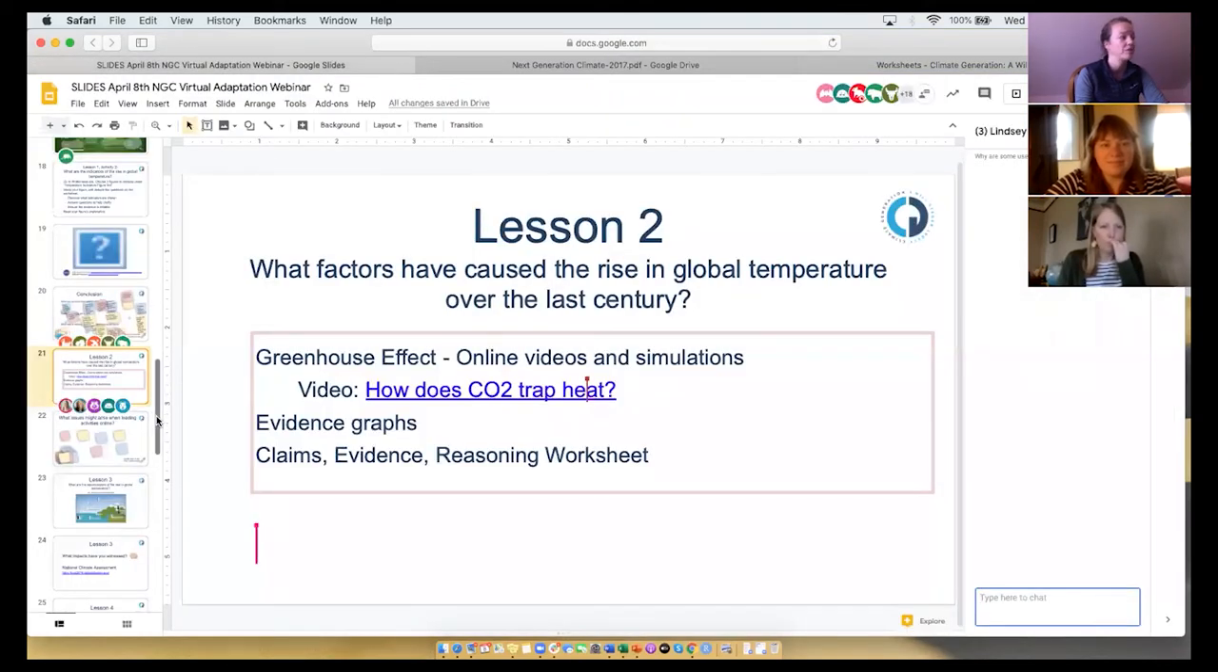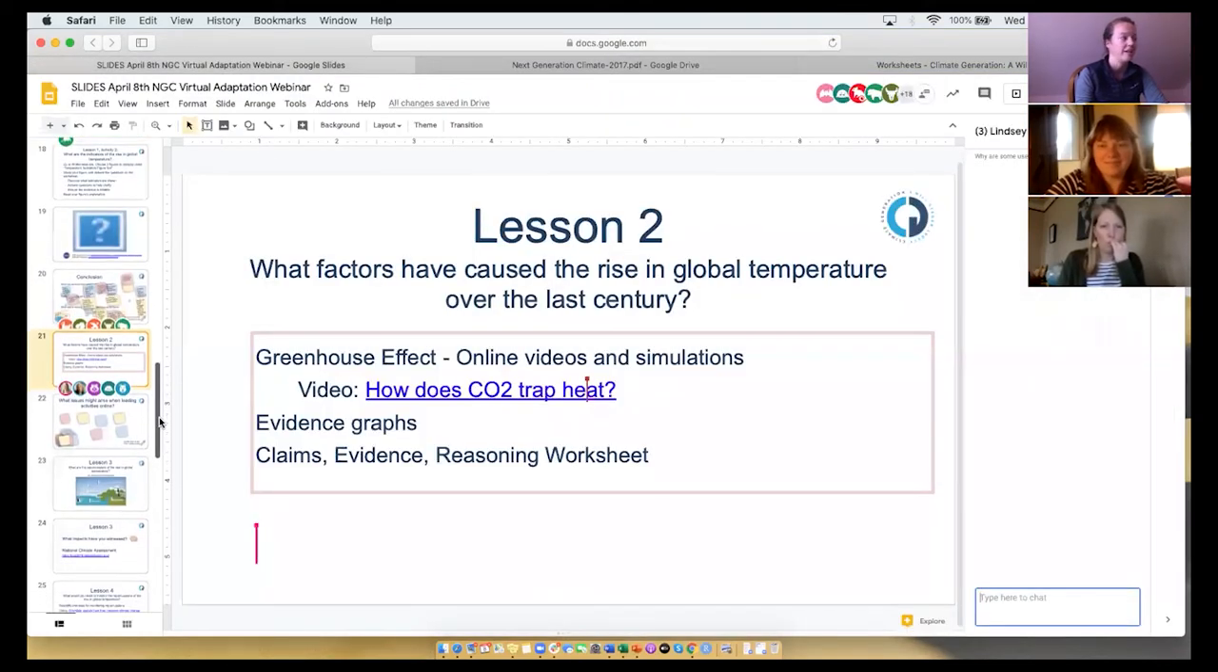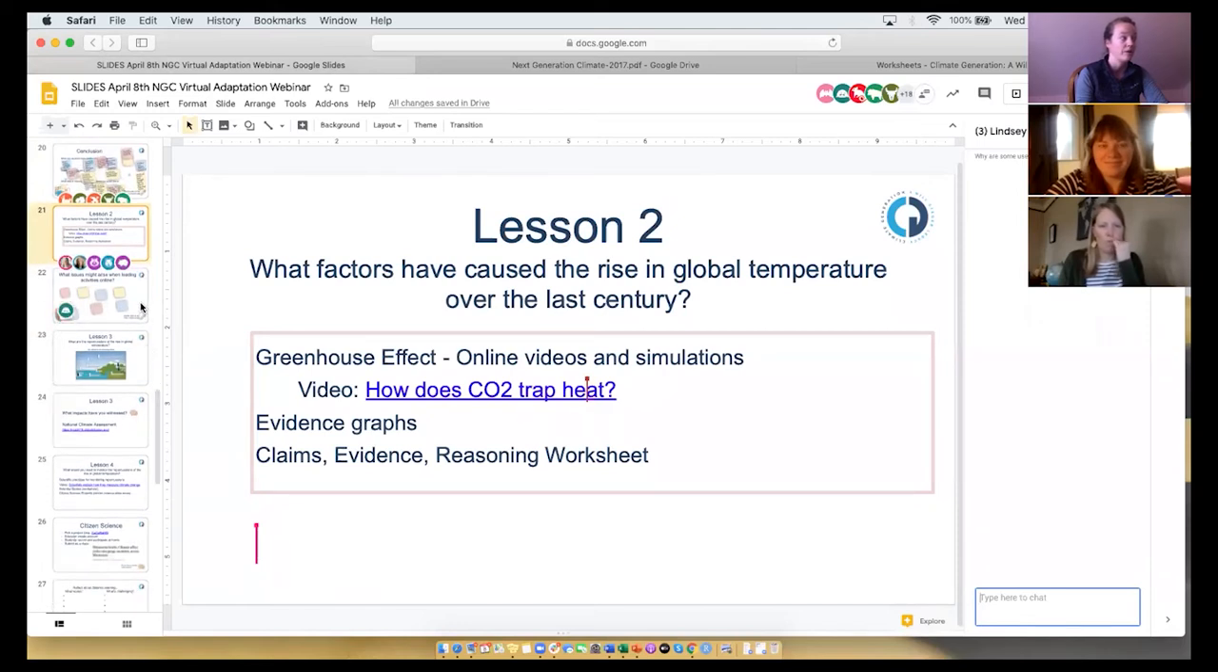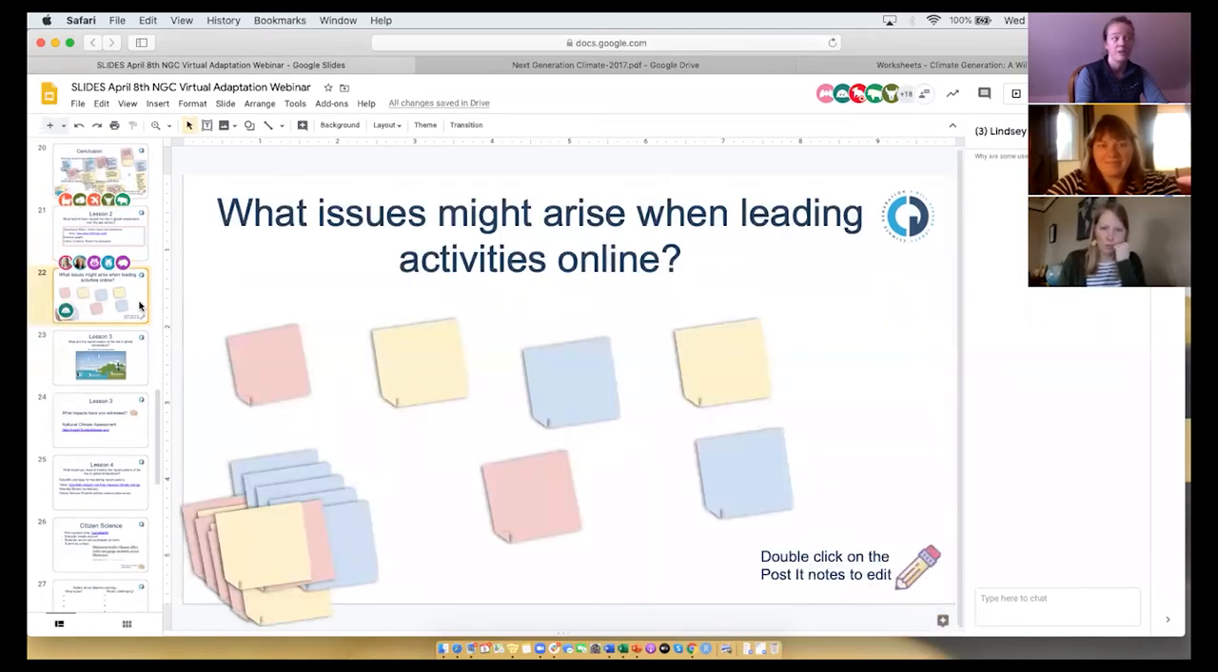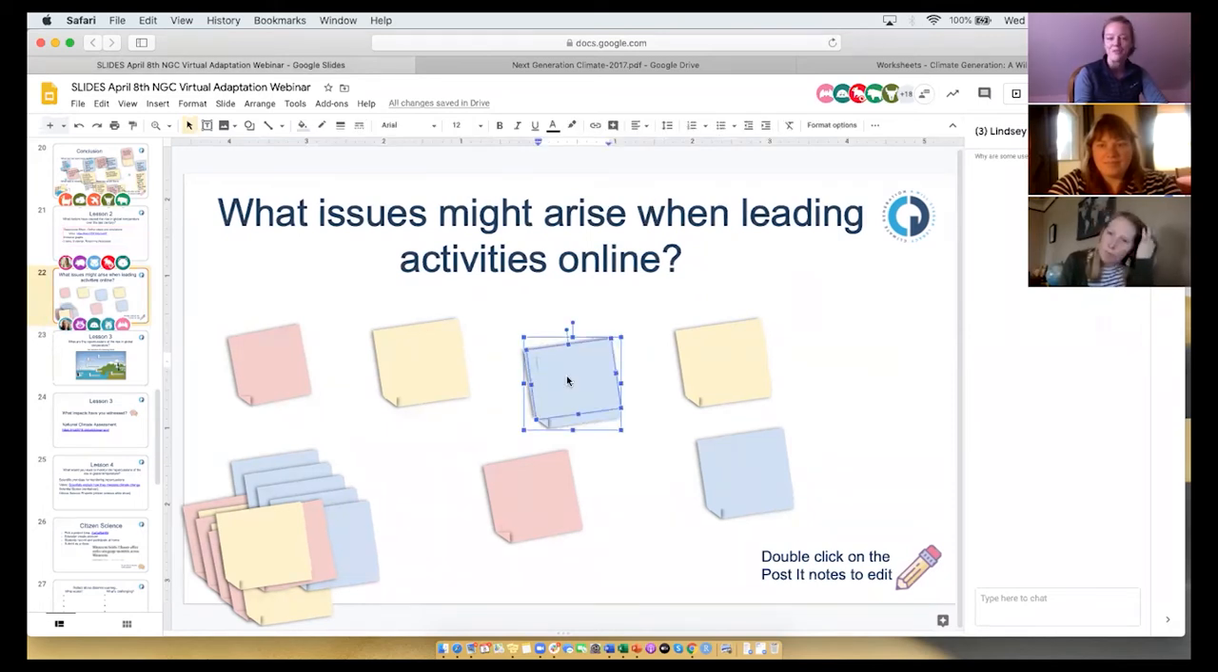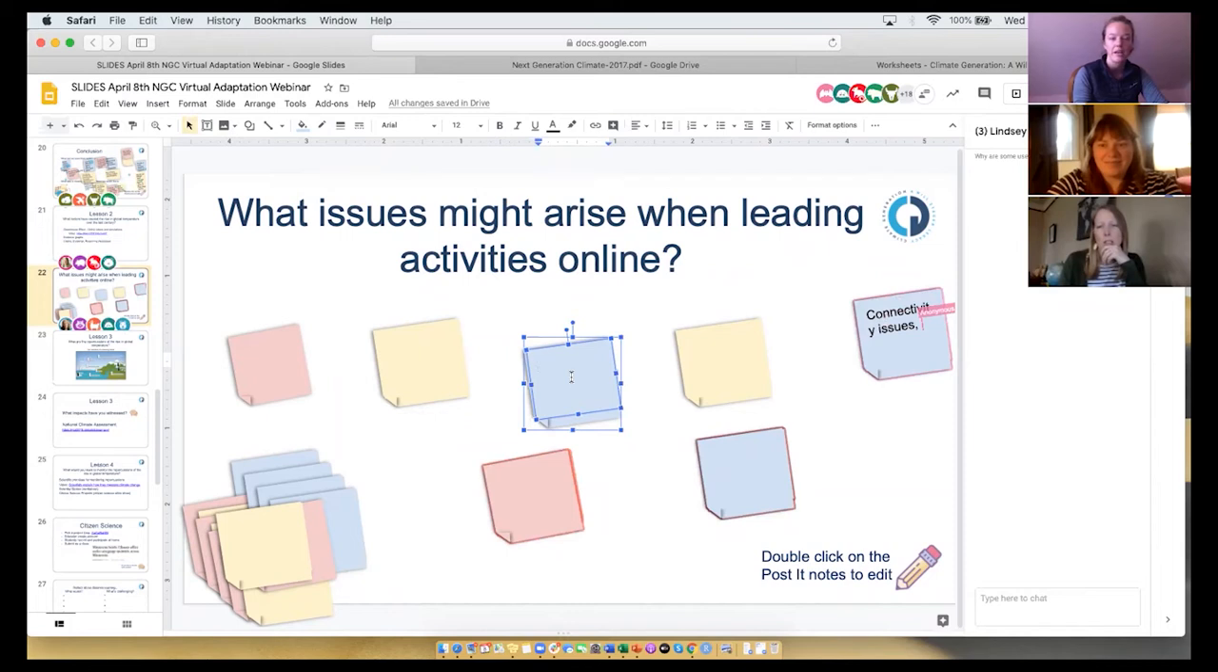If anyone has any questions about that activity, feel free to put them in the chat. Otherwise, I'm just going to move forward. I'm going to ask you to do a bit of reflection now that you've engaged in some of these activities. On slide 22, we asked what issues might arise when leading activities online. Had a couple come up already, like I can't move my dot on the line. Also, we were concerned about folks that might need to engage in this from a phone. How do they do that?